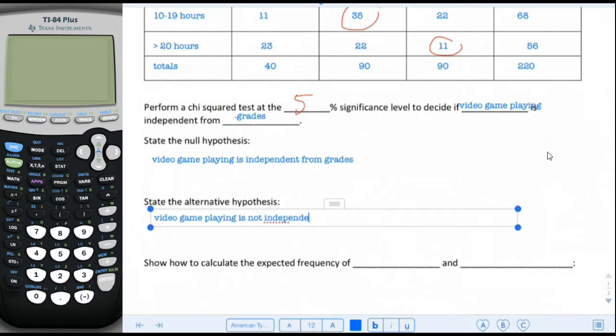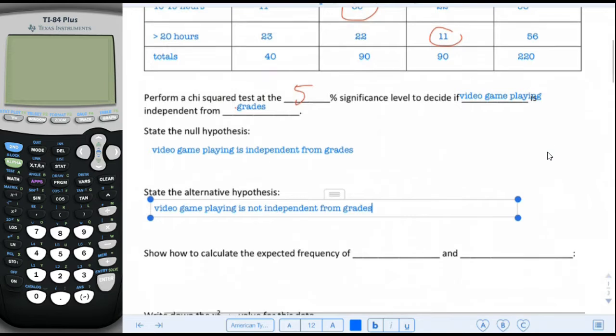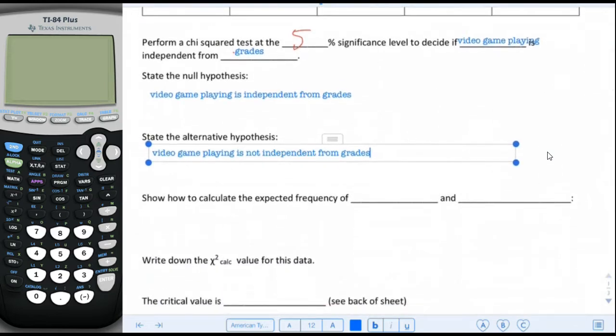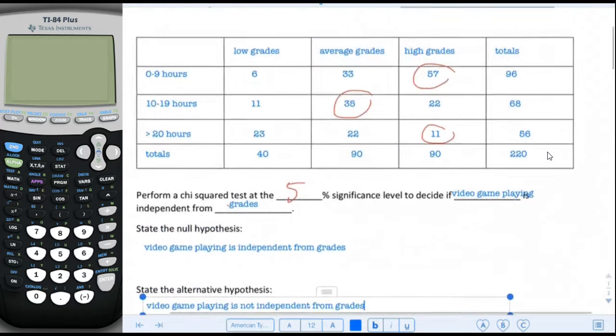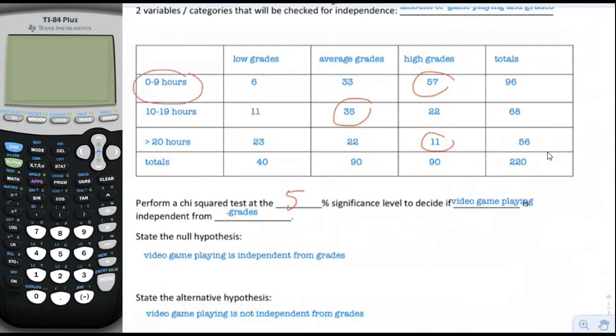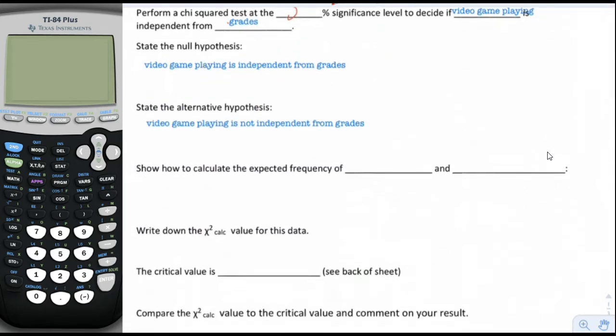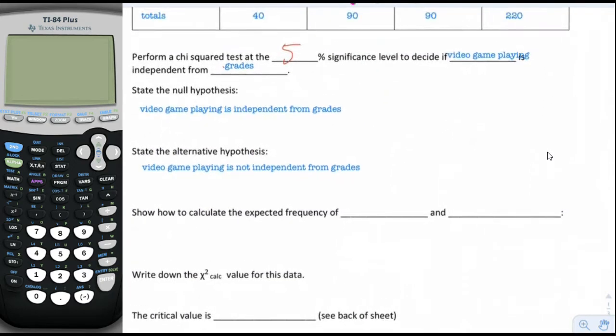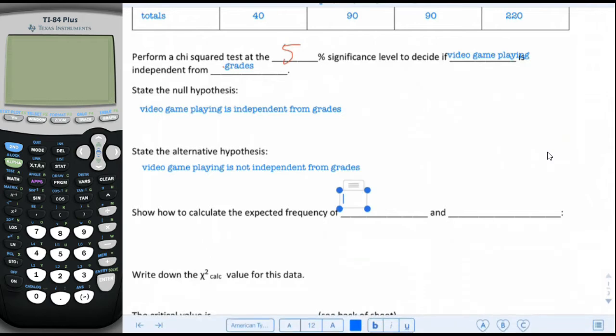Show how to calculate the expected frequency of blank and blank. And here you're going to choose two different categories. Let's see. How about if we choose low number of hours and high grades? Low number of hours of video game playing and high grades. So we'll put high grades and low number of hours, or 0 to 9 hours.